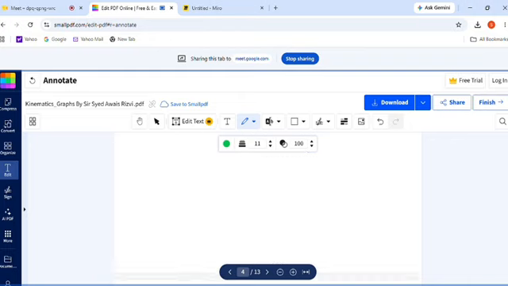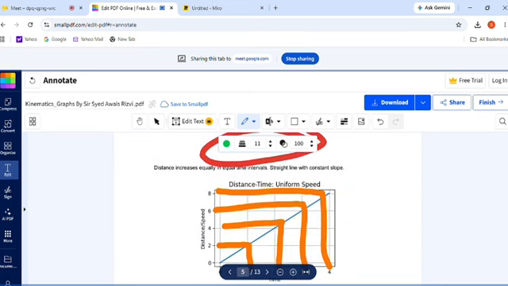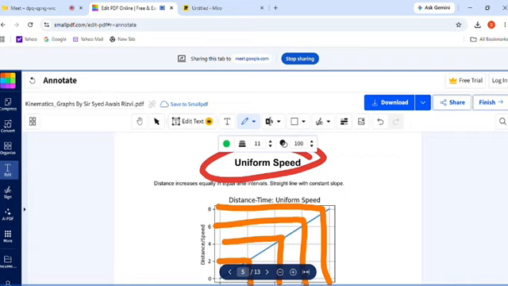The second case I discussed is uniform speed. In the uniform speed graph, the gradient will be a straight line. When there is a straight line, the body will be moving with uniform speed, meaning it is covering equal distance in equal time.